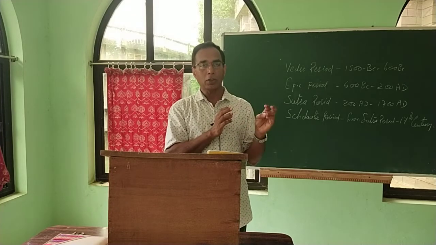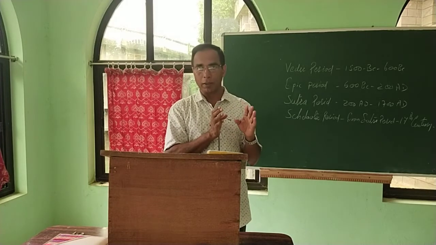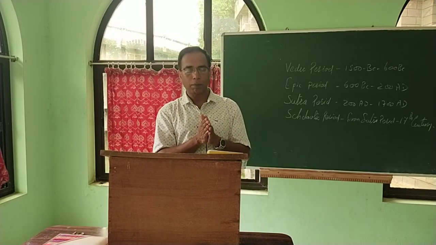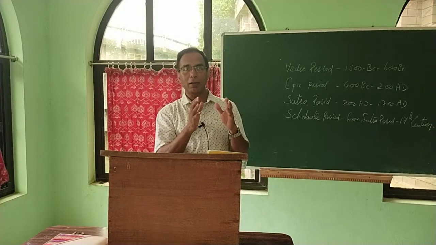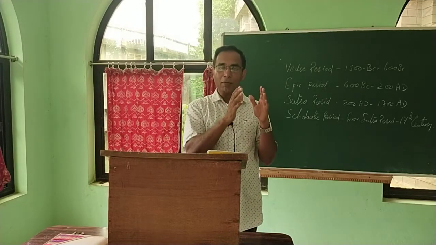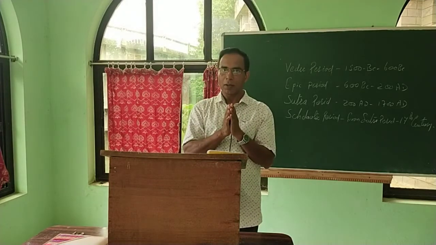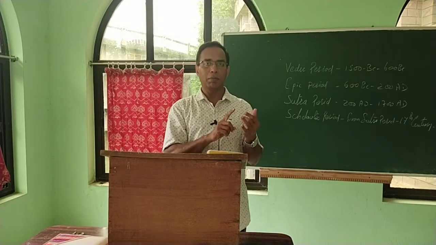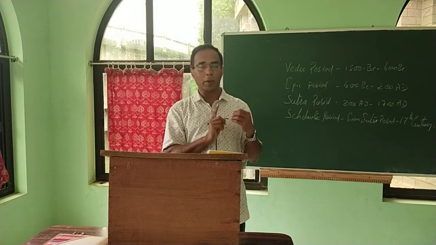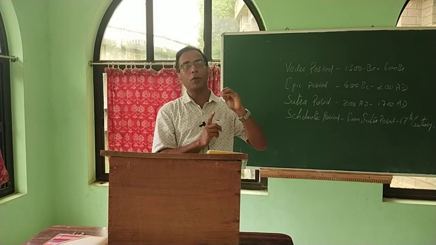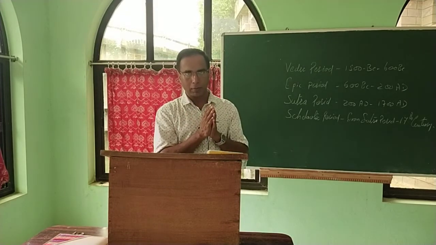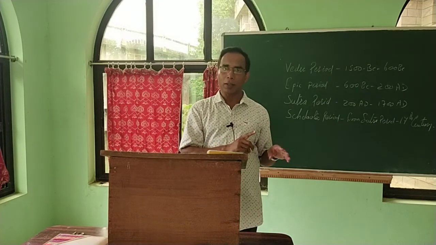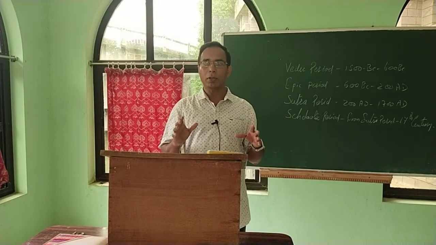Rig Veda, Yajur Veda, Sama Veda, Atharva Veda. These are the 4 very important Vedas which we have. And each of these Vedas is again divided into 4 parts: Samhitas, Brahmanas, Aranyakas and Upanishads. So in all the 4 Vedas we have these 4 parts.